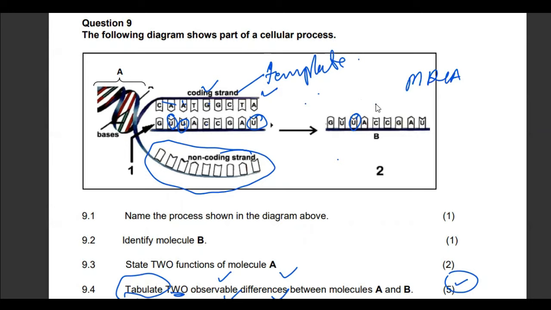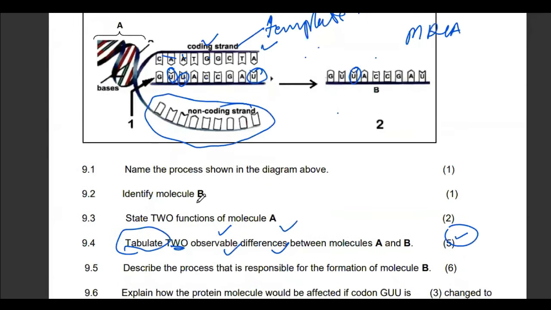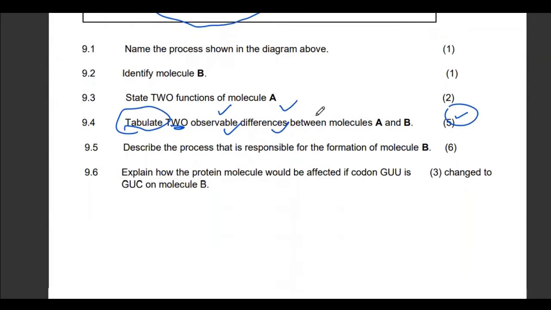Please don't try to bridge it, because it's a process. One step leads to the other. If you start with what is at the bottom, then you lose marks because the sequence is not the same. You cannot start with the last step and end with the first step. You have to start with the first step and end with the last. So molecule B, we said, is messenger RNA. The process is transcription.